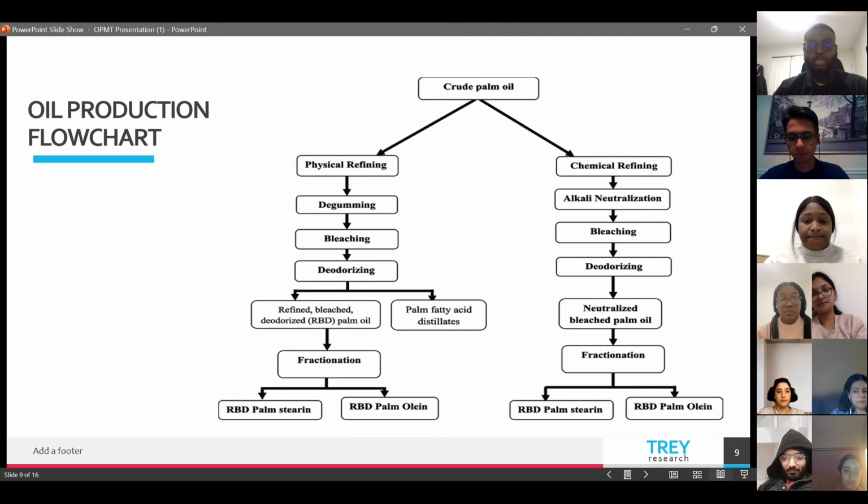the RBD palm olein. The RBD palm olein is what we know as palm oil, and the palm stearin is what we know as margarine or butter. It's basically the solid form, and the palm olein is the liquid form. These processes are basically called fractionation, and that is what is captured through the whole degumming process, bleaching process, the alkaline neutralization in the chemical process, and deodorizing.